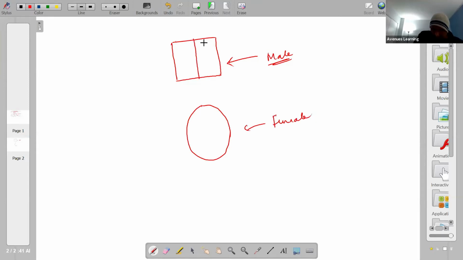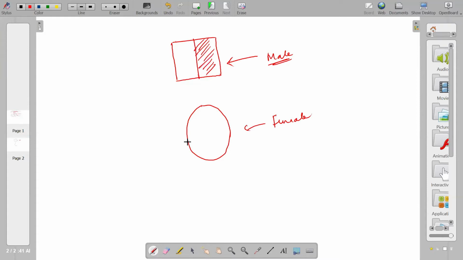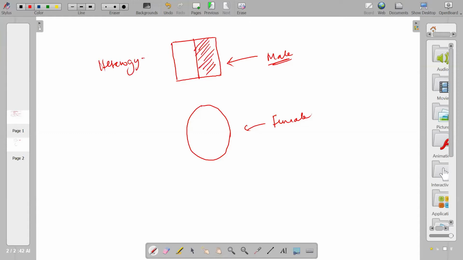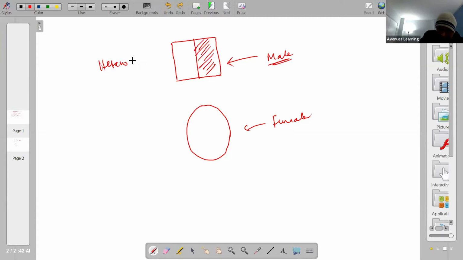And this indicates, Ravindra, heterozygote male. Right, heterozygous male. Okay, so heterozygous male. Perfect.